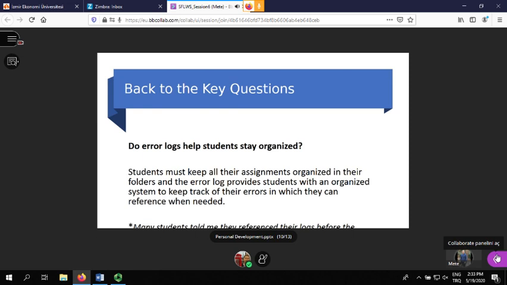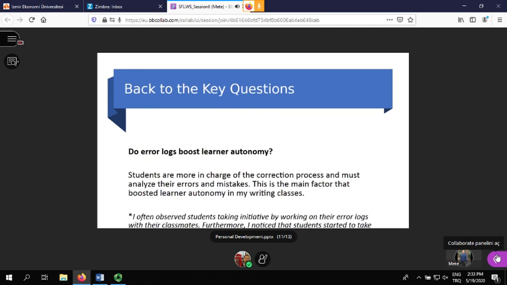All right, do error logs help students stay organized? Yeah, definitely. And you can't see here at the bottom, right? Many students told me that they reference their logs before they're writing assessments or just as weekend study tools, right? So I didn't actually think about it from that perspective before I started it, but they looked back over their previous assignments quite a bit from the feedback that I got. Oh, I need that information at the end.